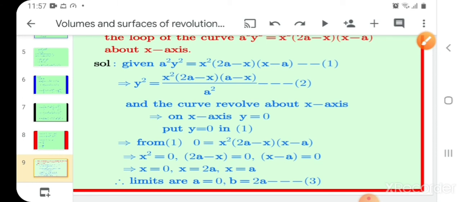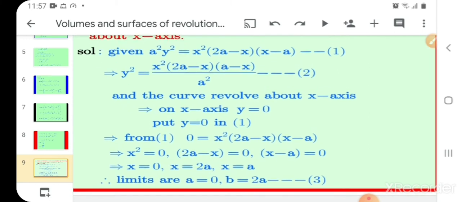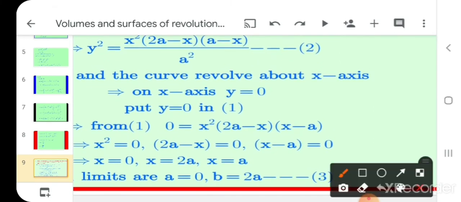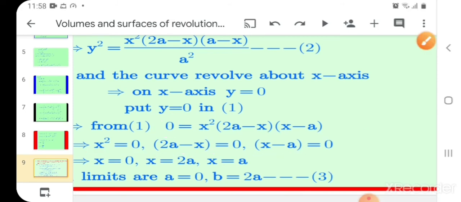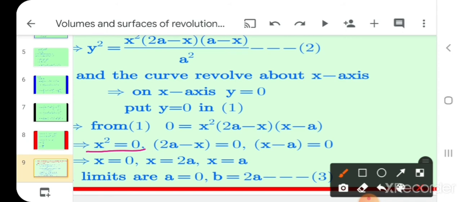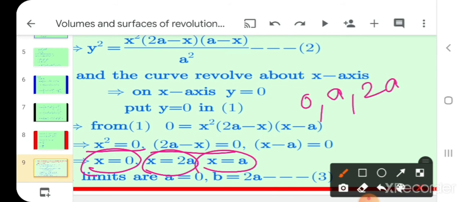The curve revolves about the x-axis. On the x-axis y equals 0. So I substitute y equals 0 in the given equation. In LHS we have 0, and that implies the RHS equals 0. So I write x square equals 0, 2a minus x equals 0, x minus a equals 0. X square equals 0 means the x value is 0. From the others, x is 2a and a. 0, a, 2a. These are the values of x. We get 3 values.